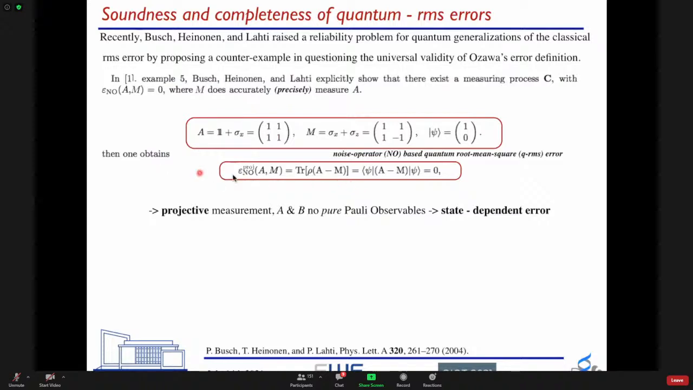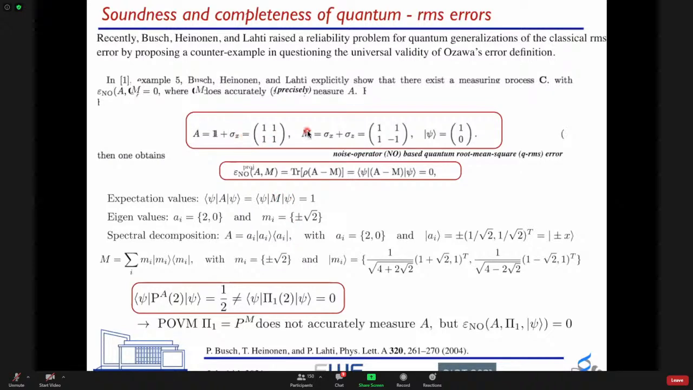And if we plug in our definitions of the operator-based root mean square error, we get 0. And this somehow brings us into a problem because, as we see here, of course, M is not an accurate measure of A. Nevertheless, the quantum root mean square error gives 0. And this is what is called completeness, or in this case, the incompleteness of the quantum root mean square definition, because completeness is the inversion of soundness. Soundness means if the measurement is accurate, the error is 0. And the inversion should be if the error is 0, this should mean in turn that the measurement is accurate. But as we see here, M does not accurately measure A.